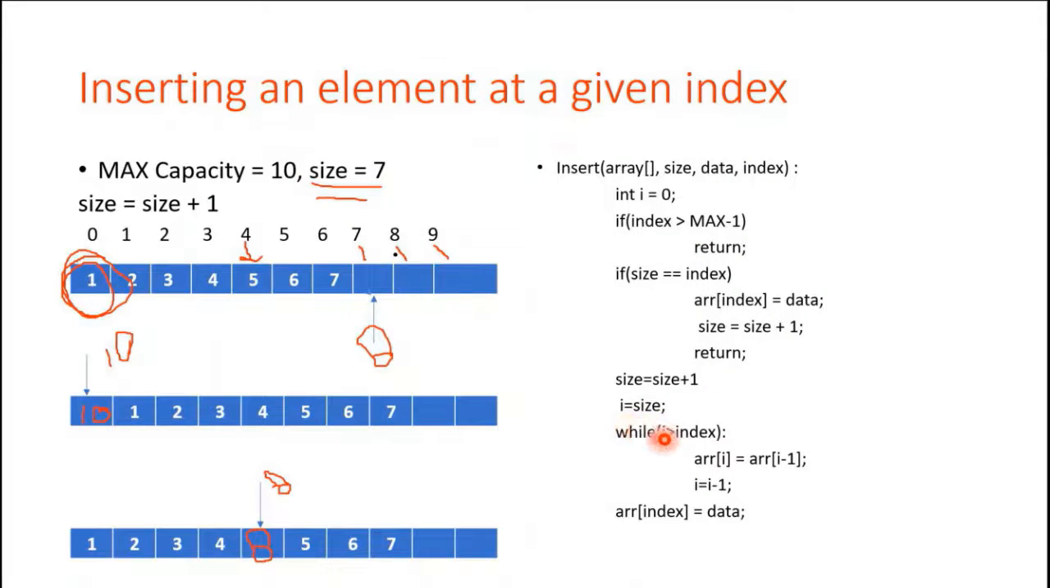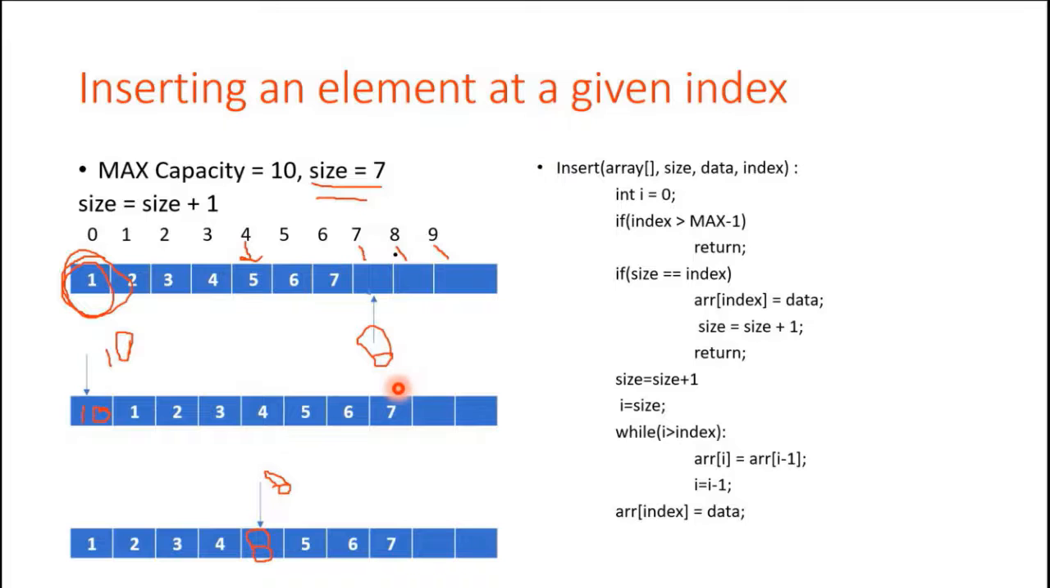What is i? i is the loop control variable. We loop over all the elements and we shift them. This is the condition of the loop: i is greater than index. When i is greater than index, to do this we will start from here. We will start from here and put array.